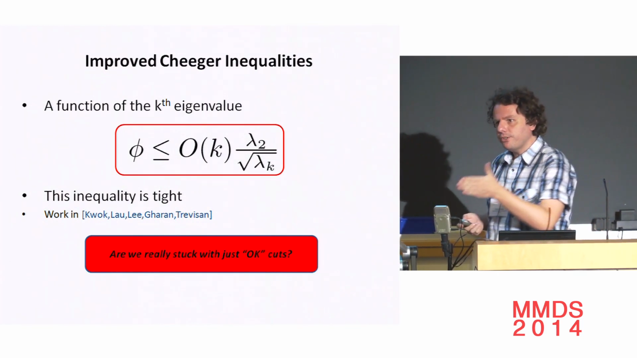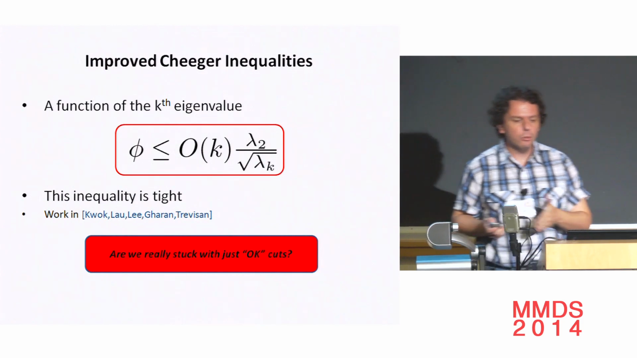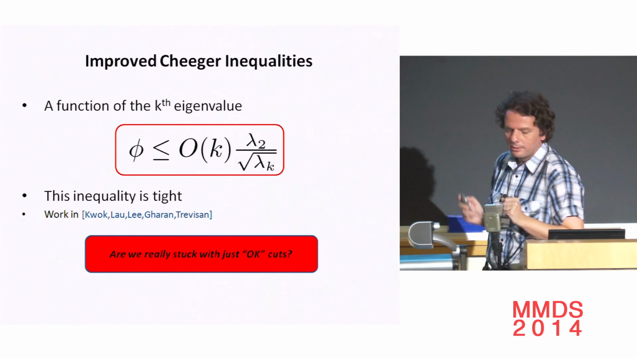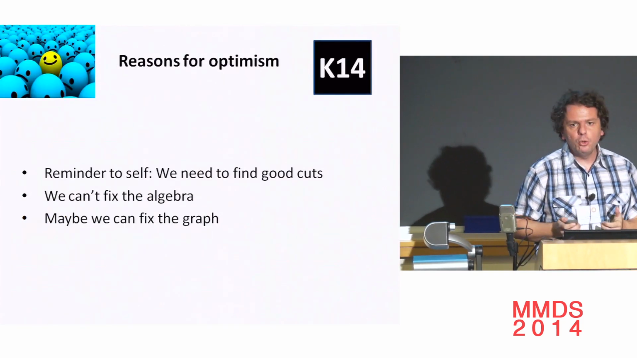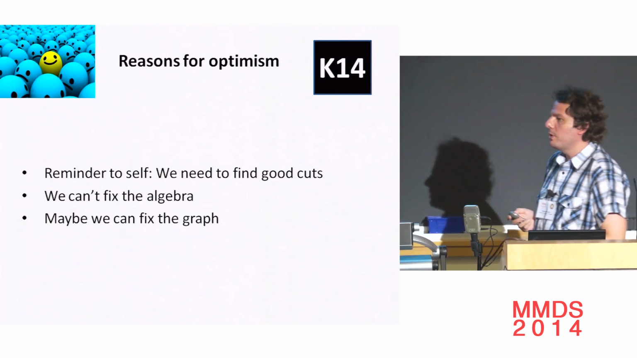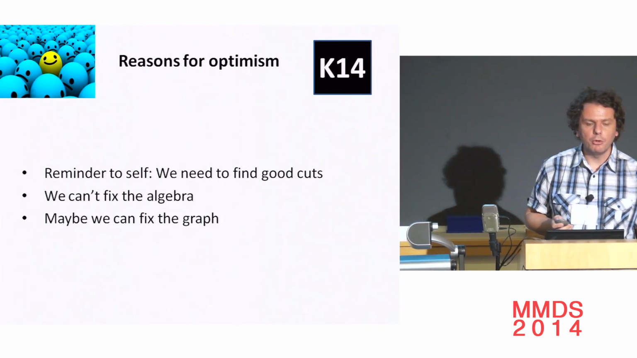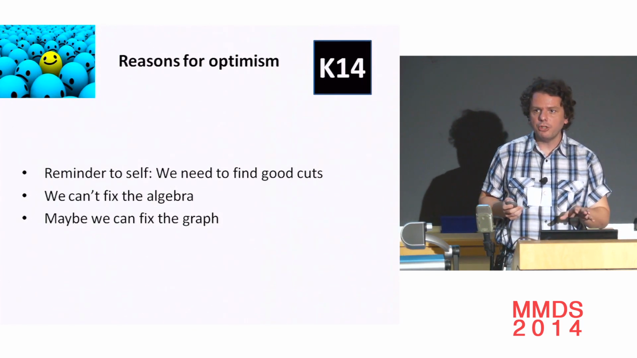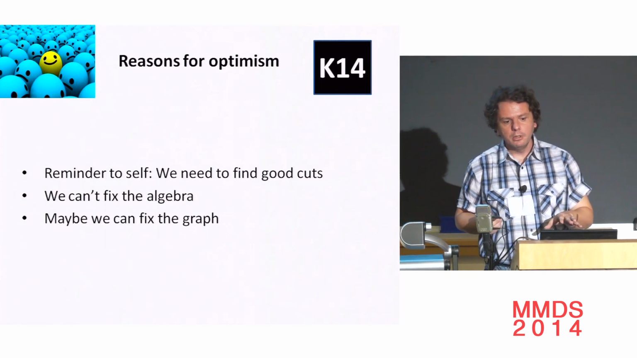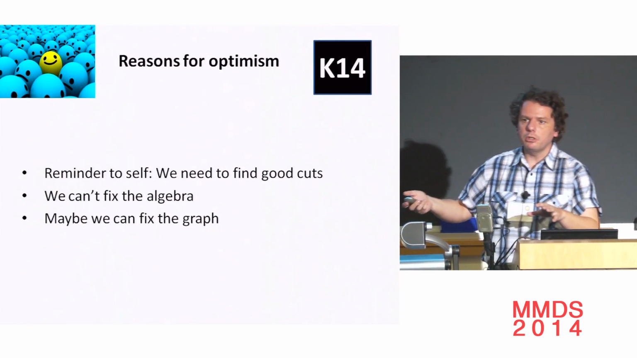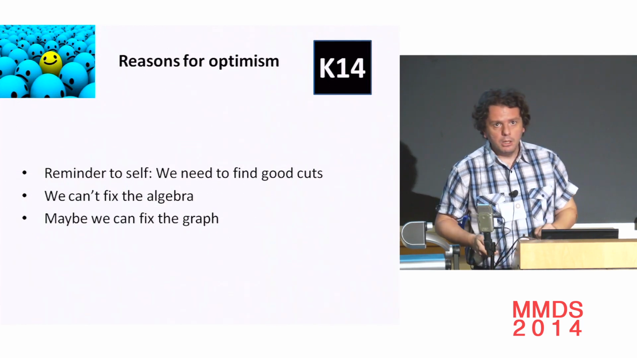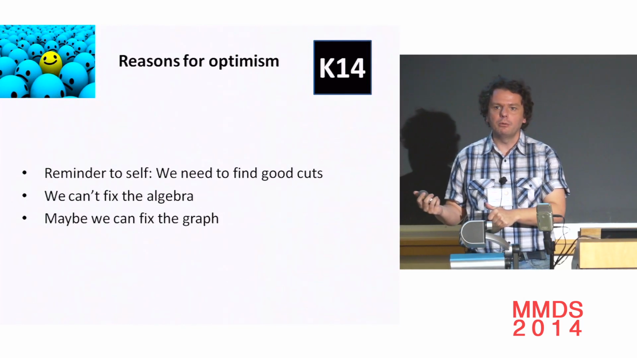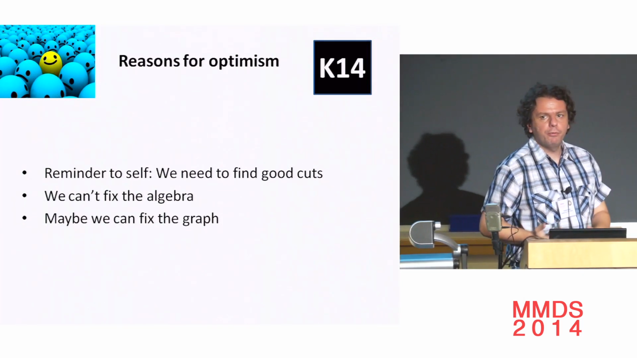However, there's still a gap here. And so the question is, are we really stuck with just OK cuts? Here are a few reasons to be more optimistic about the spectral methods. We have to remind ourselves that eigenvectors are just a tool, and what we need to find is partitionings, good cuts. Now we've talked about the algebra. We said it is tight. We cannot do much about it. We're stuck with it. We cannot fix it.